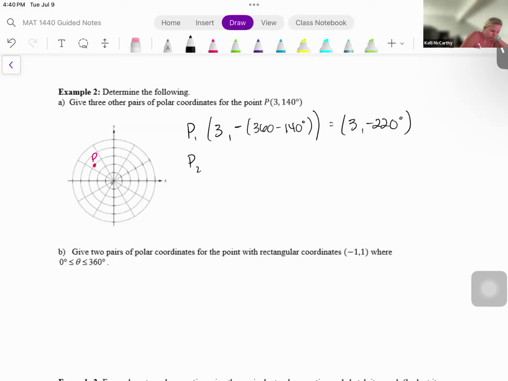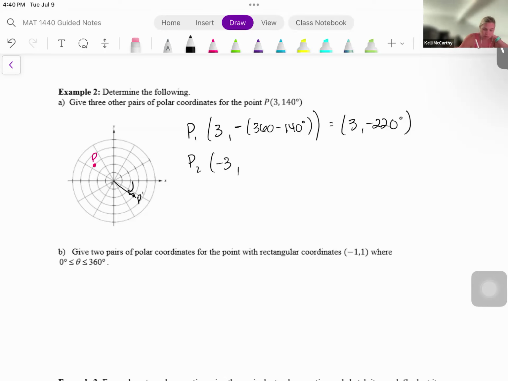Another point, P2. Well, let's think about the reflection of P. So let's go P prime over here, just reflecting it over the origin. That reflection just makes our radius negative. So if I do this angle and make my radius negative, what it will do is I'll go to that angle, but then I'll reflect over the origin, landing at P.